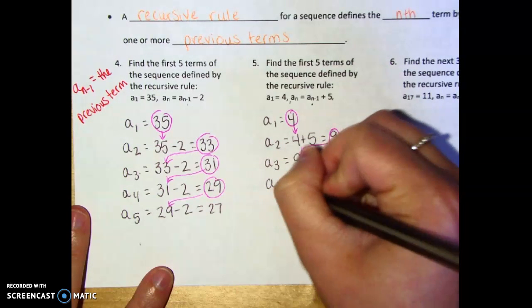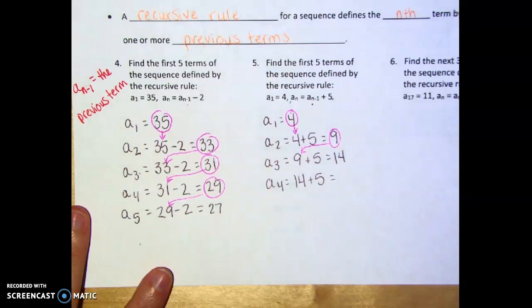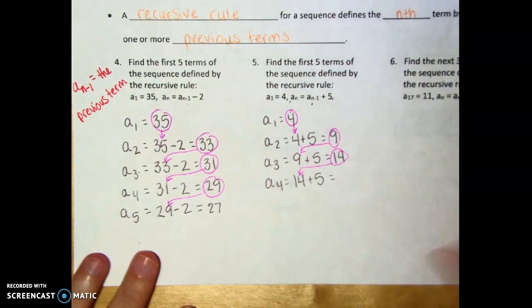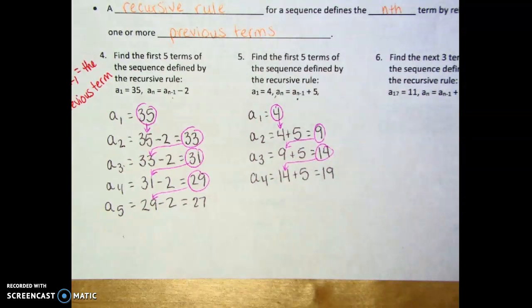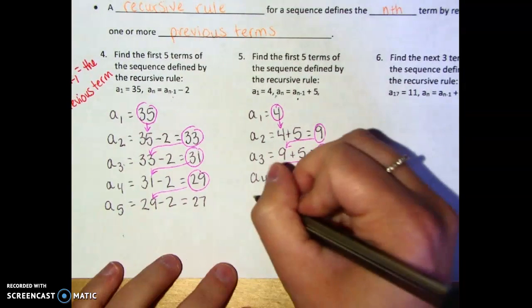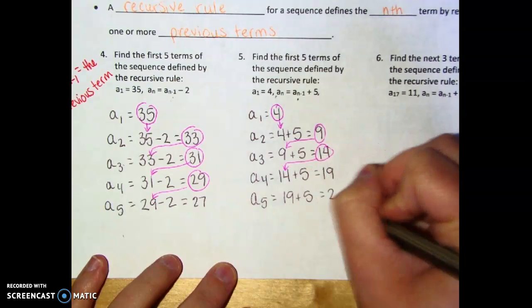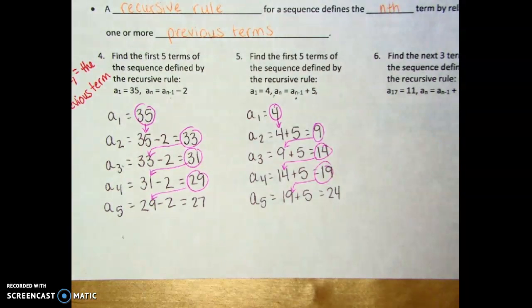A sub 4 is 14 plus 5. And on your assignment and everything, you do not have to draw these arrows. I'm just drawing them to hopefully help you figure out where all these weird numbers are coming from. And the last one, a sub 5, is 19 plus 5, and that is 24. So hopefully that makes sense. And feel free to pause this whenever you want to try it on your own before I do it.